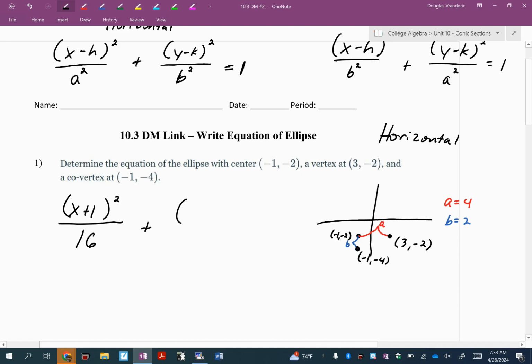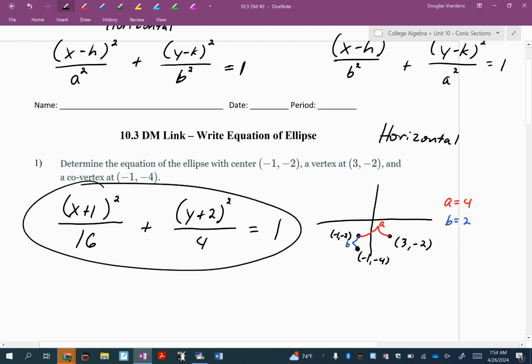Okay. What's the opposite of -2? Positive 2. Put the other one there. So what's 2 squared? It's 4. And that equals 1. That is the answer. And just for funsies, I made a horizontal ellipse around it.